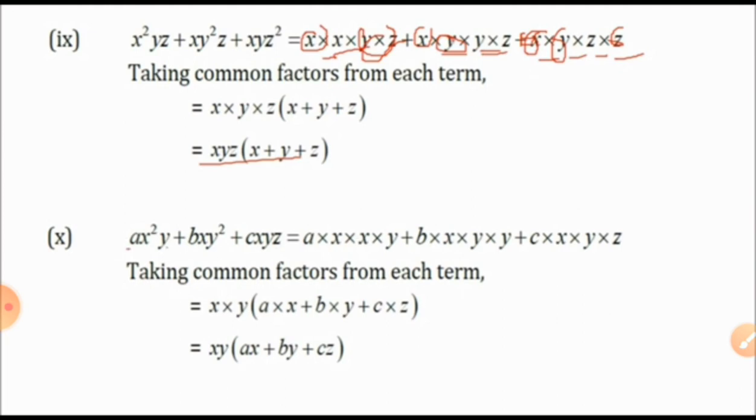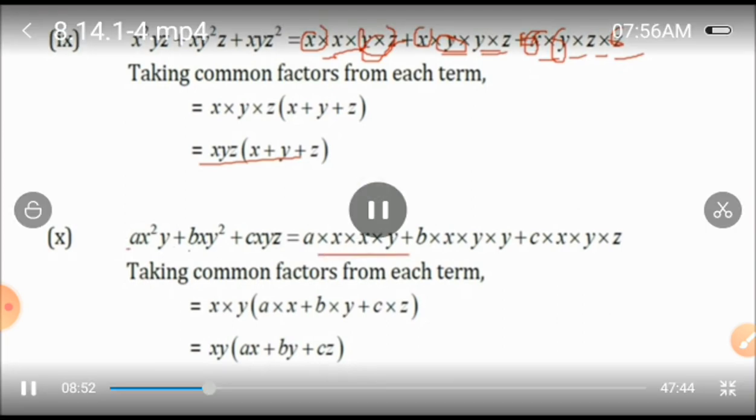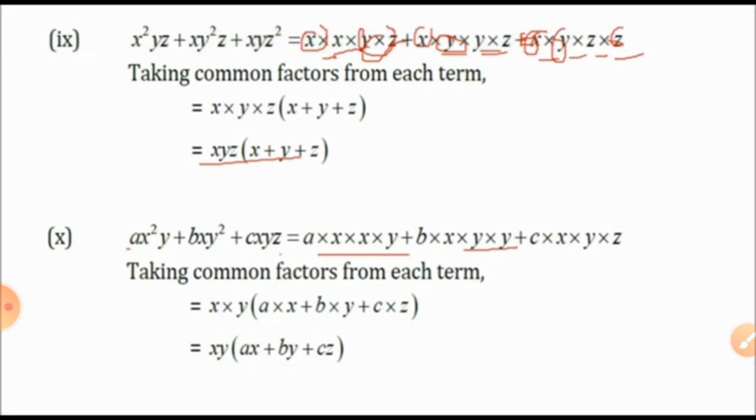So you now know what the correct answer is. Isn't it? Perfect. xy is the common one for each and every term. Take out that one. You have ax plus by plus cz.